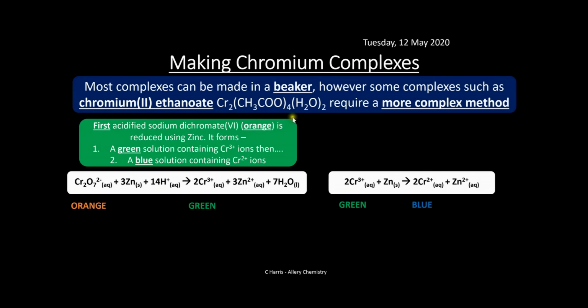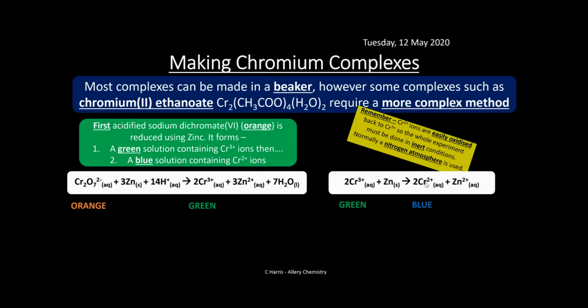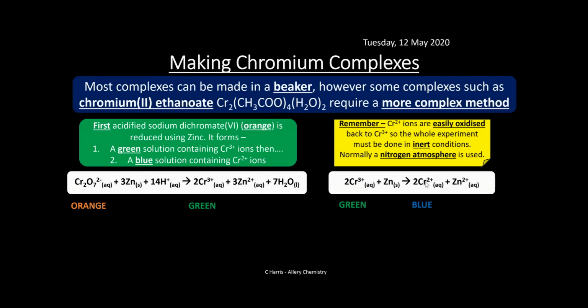So you can see here, we've got 2 steps. We've got your dichromate, which is orange, using zinc to form chromium 3+, which is green. And then your Cr3+ is reduced further to Cr2+. These are reactions which we've seen already. Remember, like I say, these are easily oxidized, and so they do revert back to chromium 3+ quite readily. So this must be done in inert conditions. We cannot have oxygen around, because aerial oxidation can send your chromium 2+ back to chromium 3+. So normally we'd use a nitrogen atmosphere for this type of reaction.